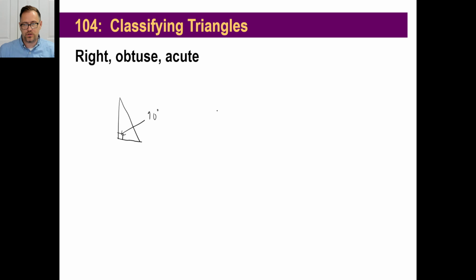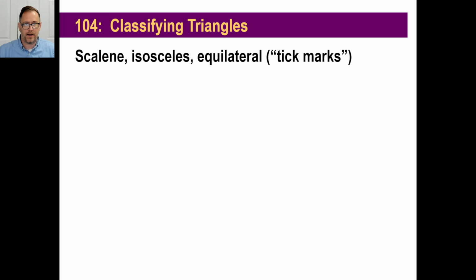An obtuse triangle has in there somewhere an angle like this one that is greater than 90 degrees. An acute triangle looks something like this, where all three of the angles, that one, and this one, are all less than 90 degrees. So those are the three classifications of triangles in that way.